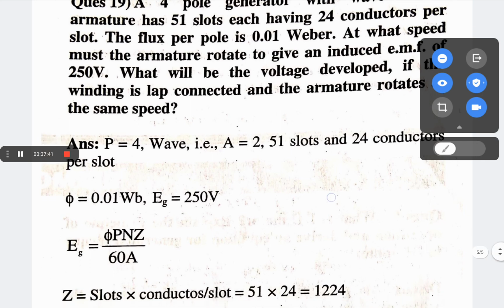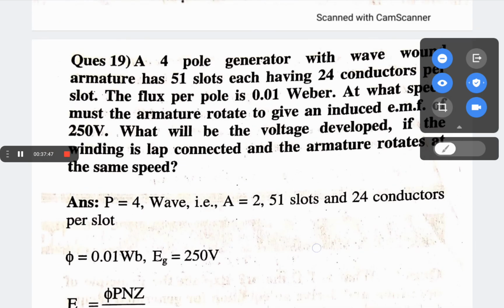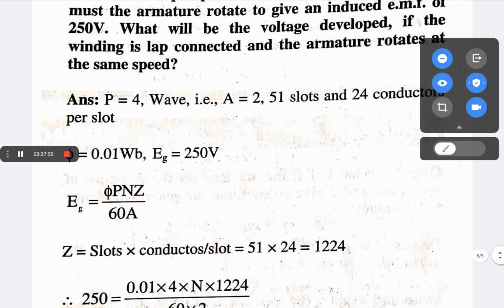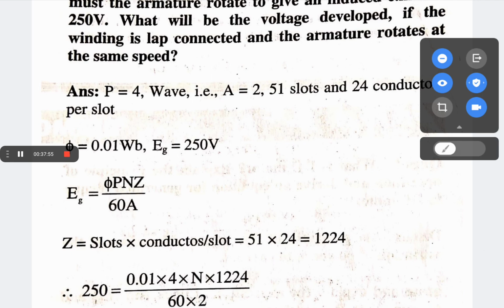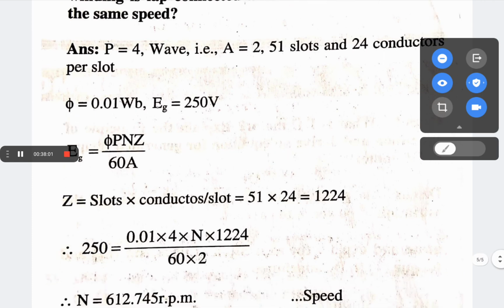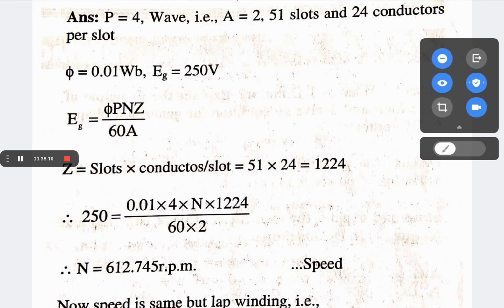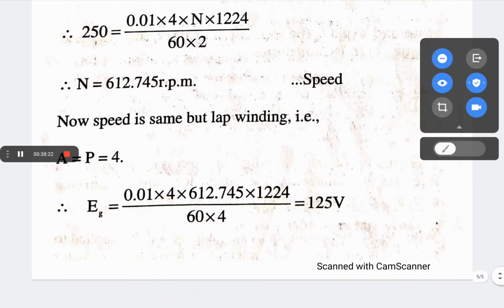So what will be the voltage developed if the winding is lap connected also? First you have given it is a wave wound generator. Now you substitute the condition as lap wound generator and find out EMF generated, voltage developed. Also given the condition it rotates at the same speed. So first you have given P is equal to 4, wave wound generator, so A is equal to 2. So number of conductors is 51 into 24. So you substitute all these values as Eg is equal to ΦZnP by 60A. Equation is substitute here, speed കണ്ടുപിടിക്കാം. So you get the speed.